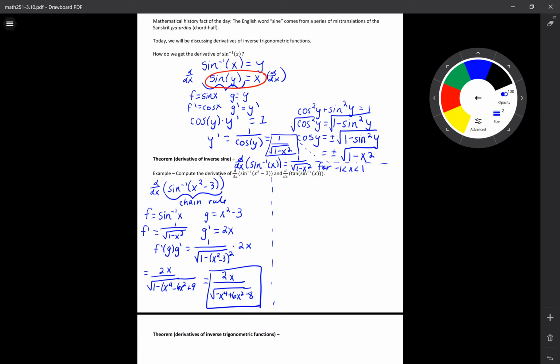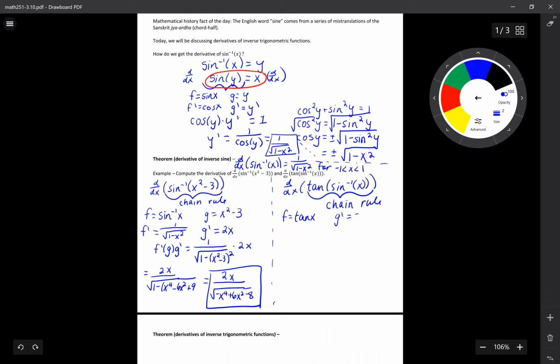Next, I want to find the derivative of tangent of sine inverse of x. Tangent. Don't you just love trig? I do. All right, so again, here we're going to have to use the chain rule, since I have a function, sine inverse of x, inside another function, tangent. So my outer function is tangent x, and my inner function is sine inverse of x.